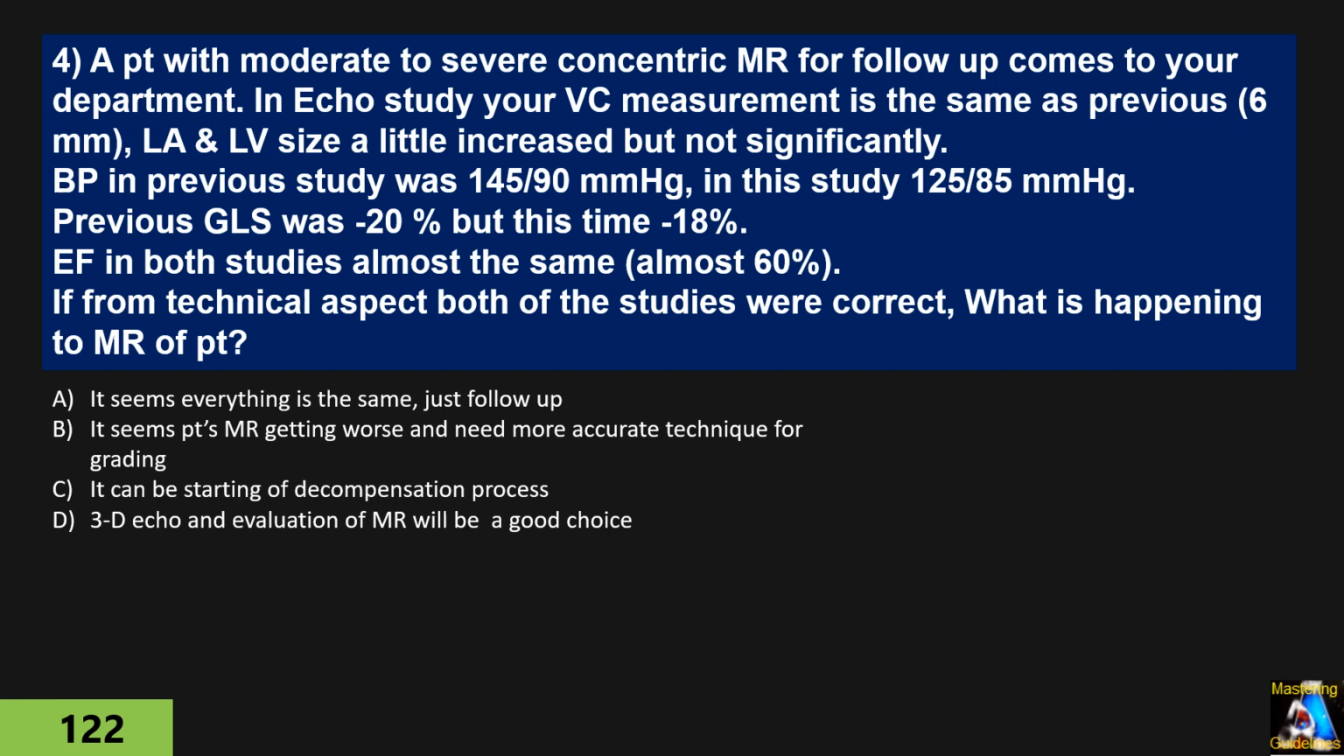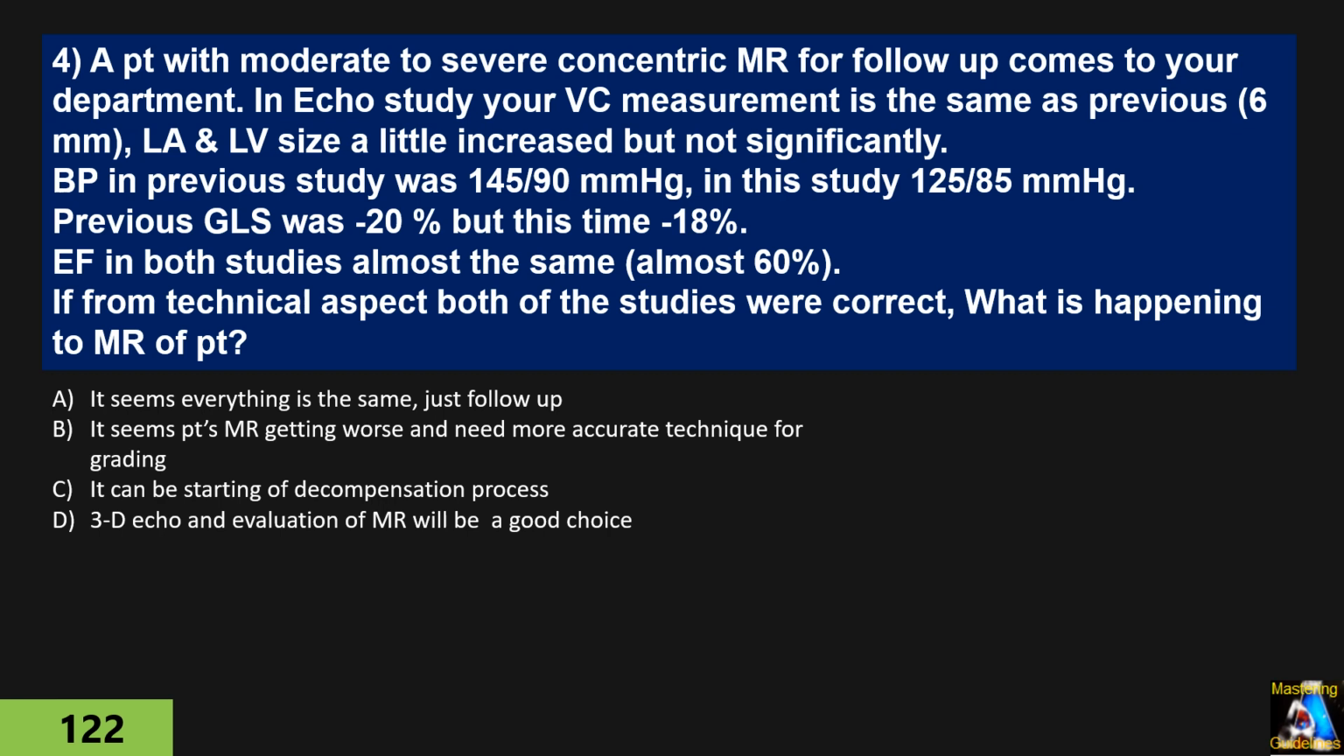Blood pressure in the previous study was 145/90. In this study it was 125/85. Previous global longitudinal strain average was -20%. This time it is -18%. EF in both studies is almost the same, around 60. If we assume that both studies were technically correct and perfect, what is going on with the MR of the patient and the clinical situation?